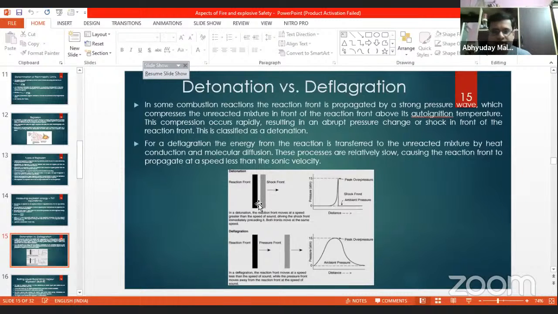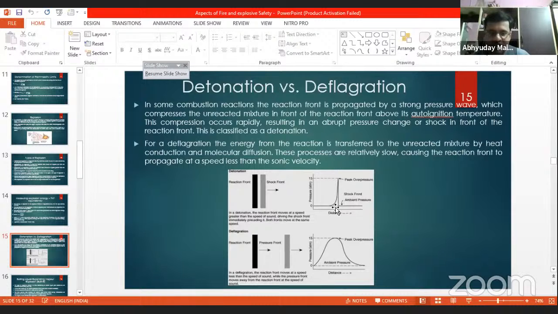The reaction front is propagated by a pressure wave, and the pressure wave that propagates ahead of it compresses the unreacted mixture ahead above its autoignition temperature, and this compression occurs rapidly. Whenever the compression happens, that is, the unreacted area ahead of this reaction front is compressed above its autoignition temperature, that also explodes. In this way, there is a propagation of the reaction front. And when this compression of the unreacted mixture occurs abruptly, then there is a very abrupt pressure change in front of the reaction front. And this is denoted by this narrow overpressure graph.